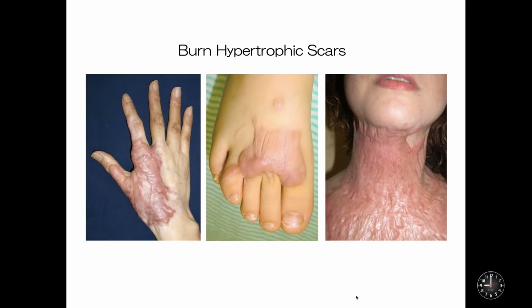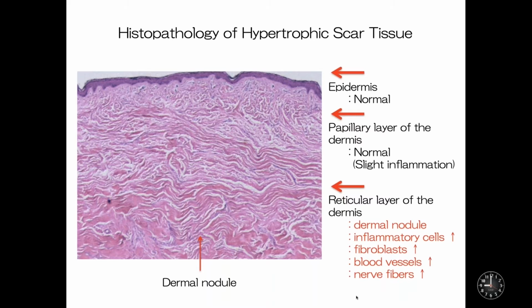And these are hypertrophic scars. Actually, the inflammation of a hypertrophic scar is smaller than in a keloid. So this is the histopathology of hypertrophic scar tissues. Inflammation can be found in the reticular dermis.